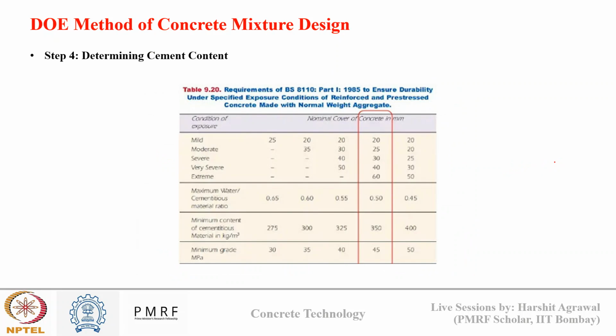Now, after determining the W by C ratio and free water, we will determine the cement content, and we will also check it with durability limits like shown in this table, where based on the exposure severity we have the limits on cover, W by C ratio, cement content, and concrete grade. For these exposure severities, these are the limits on cover, and these are the limits on W by C ratio given to us. Either we can follow this table or we can follow the IS 456 table also.